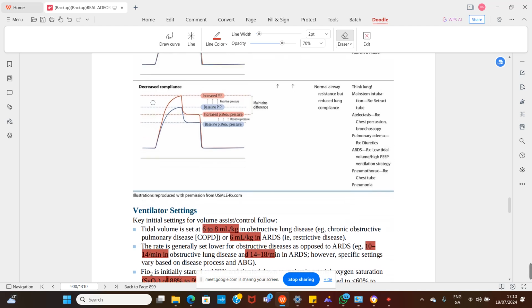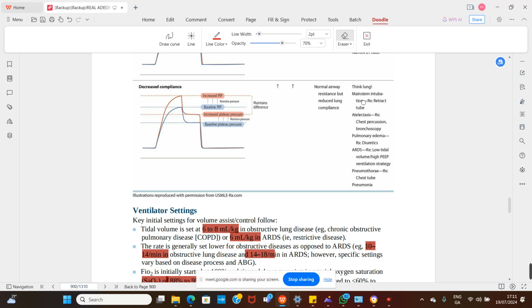Now, you go down again. You can see that PIP is elevated. Good. But at the same time, plateau is elevated. So it means that there's a problem with compliance here. So, what do you want to think of? Why is this lung not stretching now? We have to now be stretching the lung by applying elevated plateau pressure. Why is it not stretching? Why is it collapsing? Is it that the person has ARDS? Is it that the person has atelectasis?